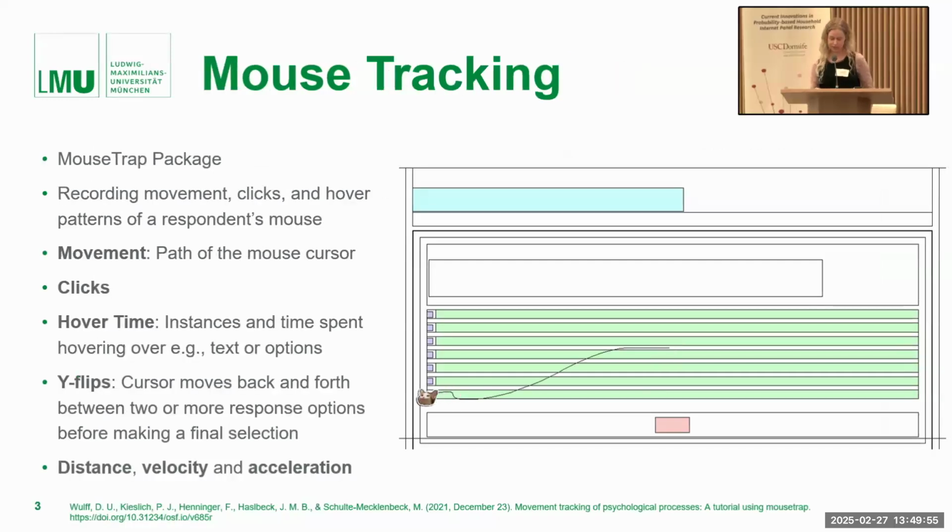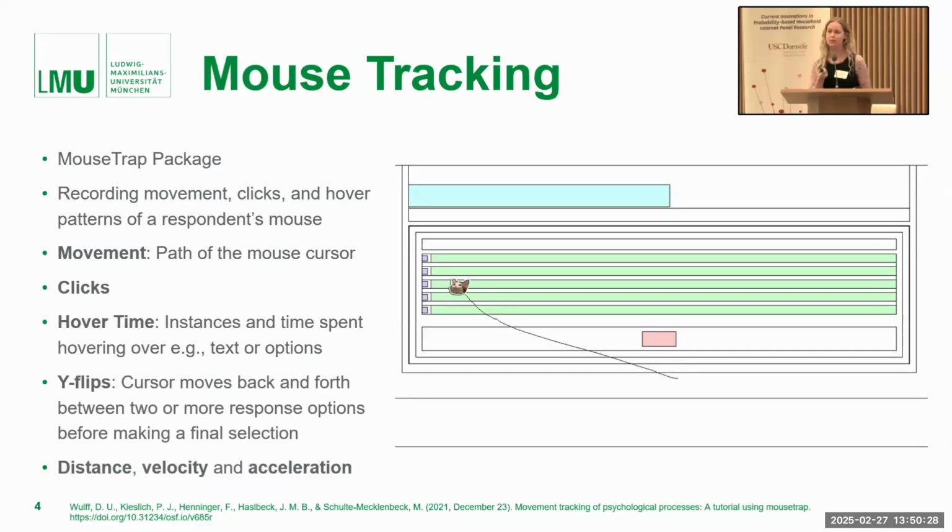So we have specifically been looking into mouse movements, and that's by using the Mousetrap package that some of our colleagues have been working on. And what you see here on the right is a GIF created of one of our surveys that we send out, and how the participant is moving the mouse and clicking on the response option and then moving on. So this package records all of the movements as events with the timestamp of the patterns of the respondent's mouse. So we get the clicks, and we also get the hover time.